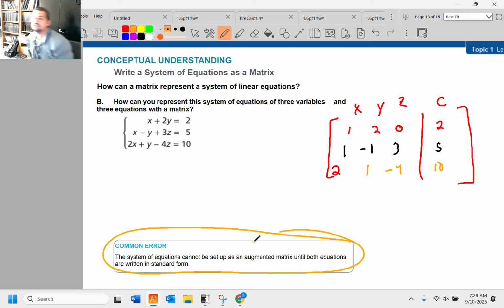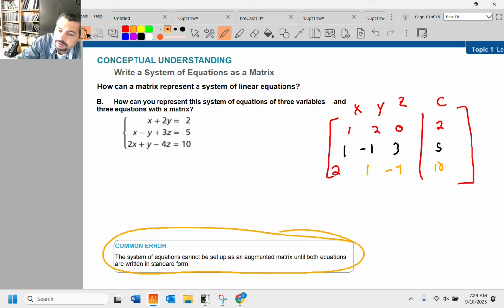And that's a big deal. I mean, I've done this for years too, like the textbooks write on this. This is a huge common error. You cannot set up as an augmented matrix until both equations are written in standard form. And that's what you got to think about, good old STD form.